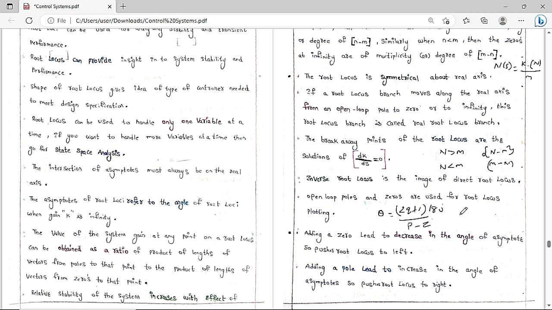So overall value is going to increase. Therefore, the root locus is going to shift to the RHS of the S plane, but this angle is taken with respect to the positive x-axis. Suppose you add a pole to the open loop transfer function, the root locus is going to shift to the RHS of the S plane. The system will become unstable.